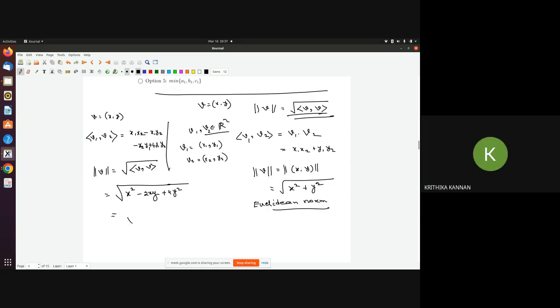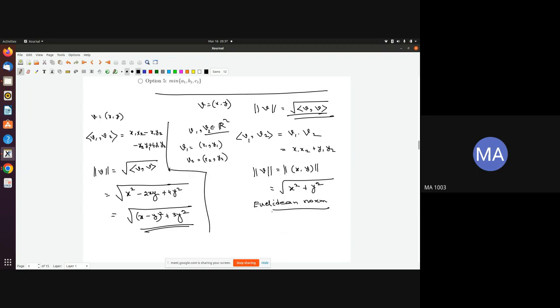You'll get the square root of (x minus y) whole square plus 3y square. Correct. So you can see that this norm is also a length, right? This way I can define my length, because this is a norm.